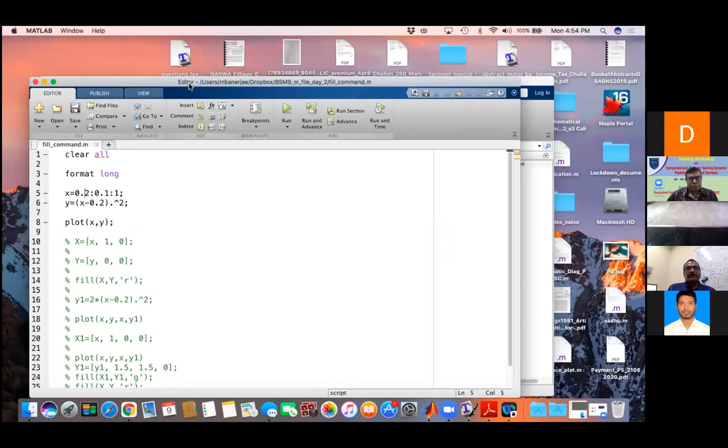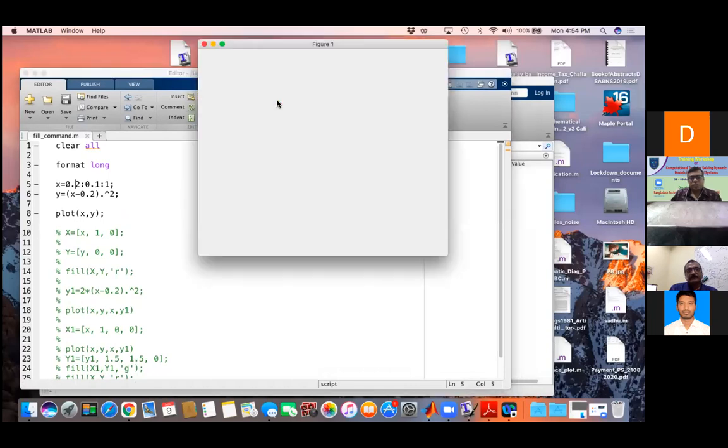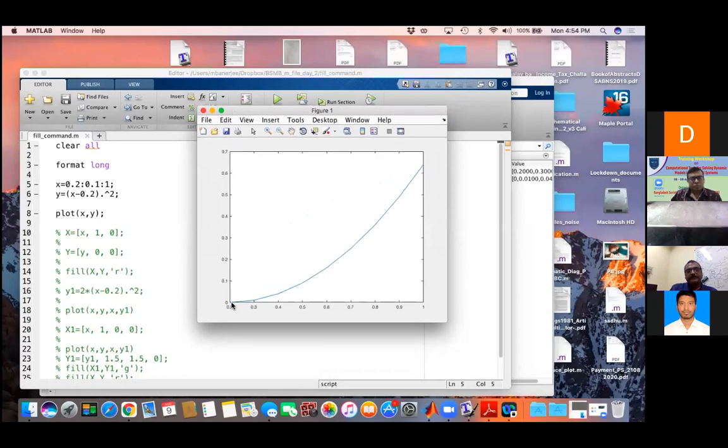Okay. So what I tried to show you is that this is the plot command, and this is just the curve. That means I have just plotted y against x. Now, as per your question, Muhammad Aram Amin, if you have any question, you can put it in the chat box. Please, sir, carry on.